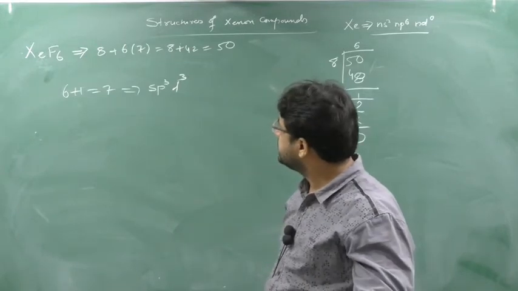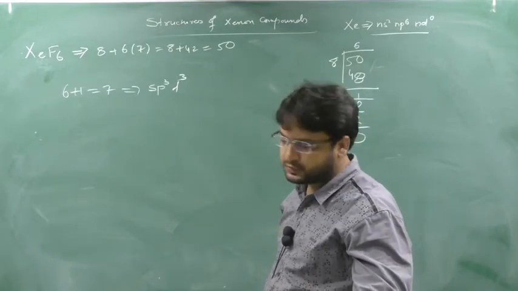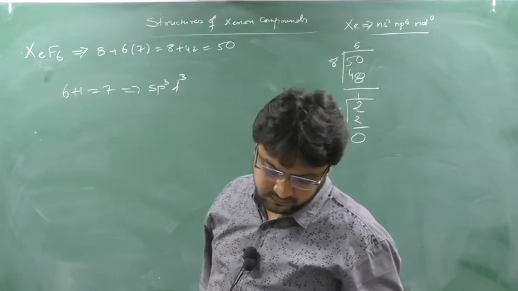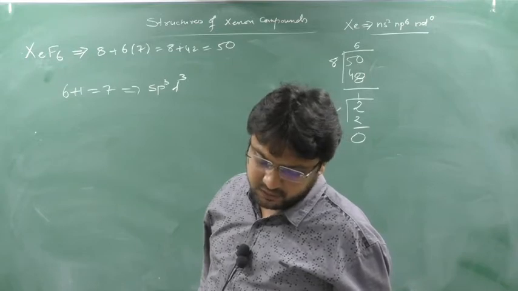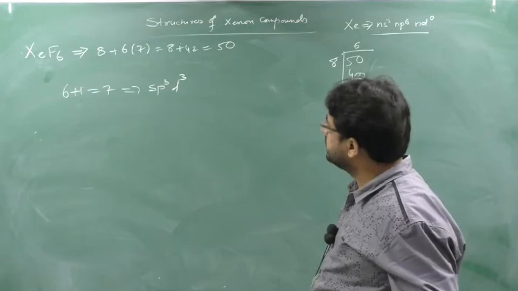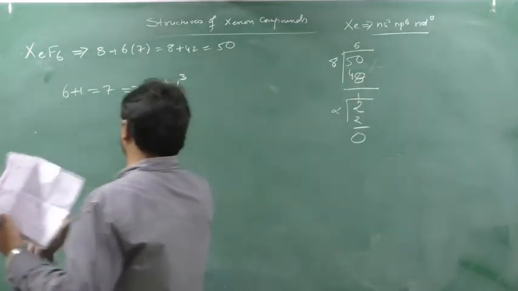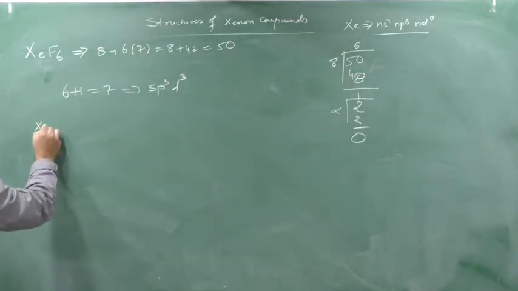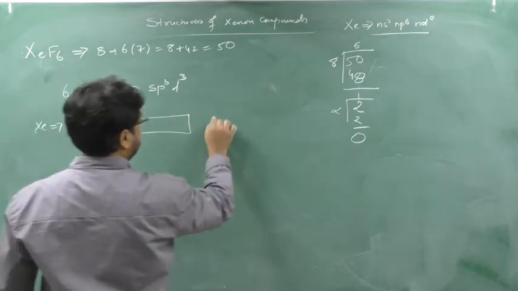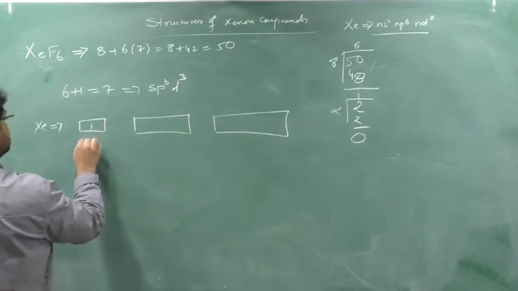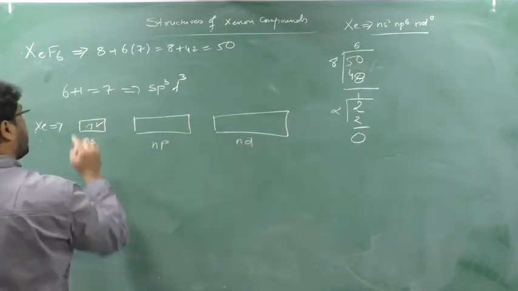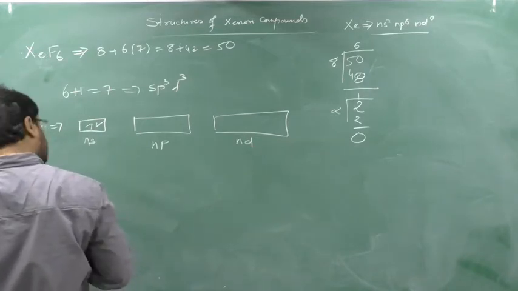3 plus 3 is 6, plus 1 is 7, plus 2 is 5. Yes, sp3d3 only, no? So shape can be what? Octahedral. Let's see. Okay, so now we'll see the bond pairs and lone pairs. Xe, here ns, here np, and here nd.